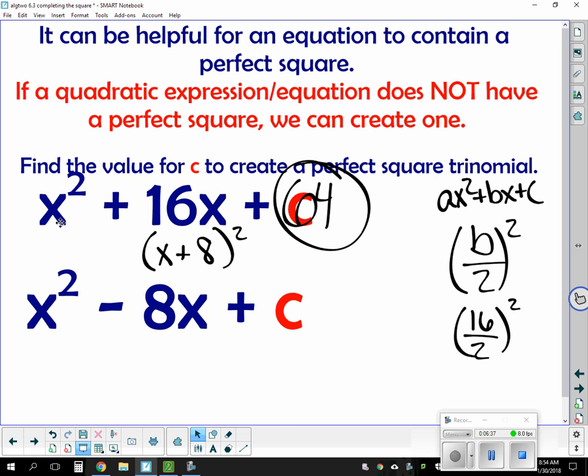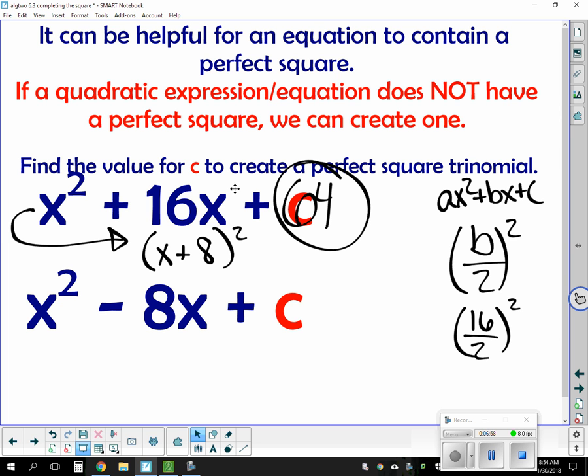Okay? What are you doing from this step after we add the 64? What are we doing from that step to here? What are we doing to get that? You're factoring, right? What multiplies to 64 and adds to 16? 8 and 8. Well, another way to write that would be x plus 8 squared.